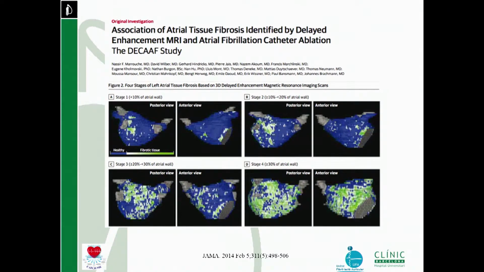And of course, this slide is very well known to everybody, showing that you can classify patients by looking at the degree of fibrosis and predicting the success of atrial fibrillation ablation. This was also published in the DECAAF study 2 years ago. And when you see such extensive fibrosis, whatever you do, you will probably fail, at least with catheter ablation, to restore sinus rhythm.